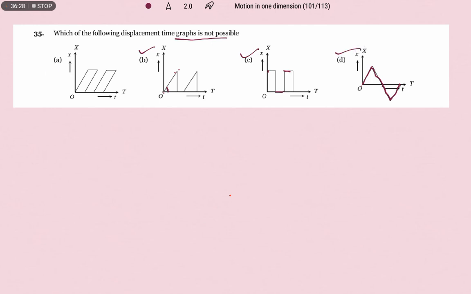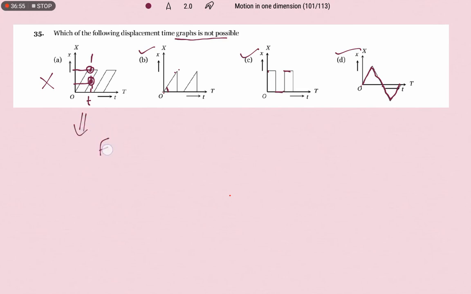So why can't this graph be possible? Because if you plot a perpendicular onto the time axis, the perpendicular cuts the graph at 2 points. So for the same time, the particle has two different positions. Is it possible for a particle?